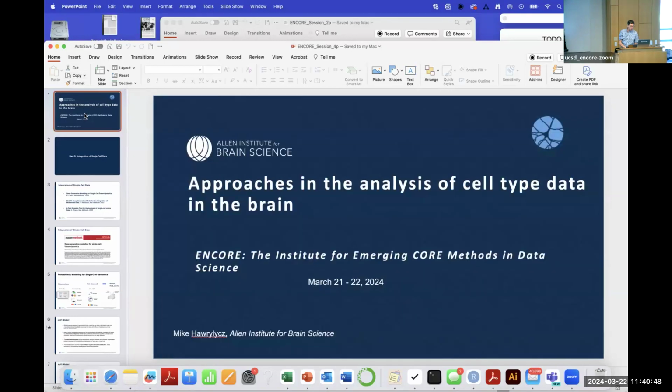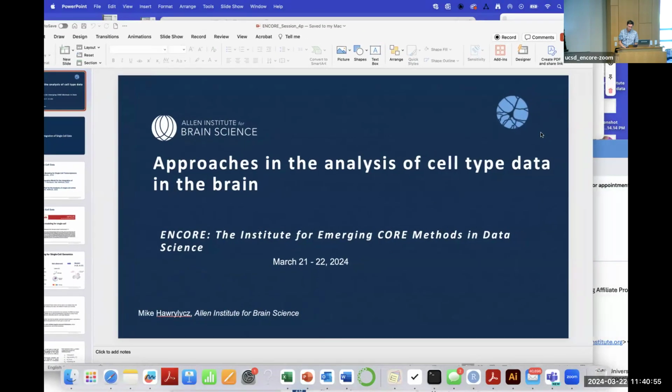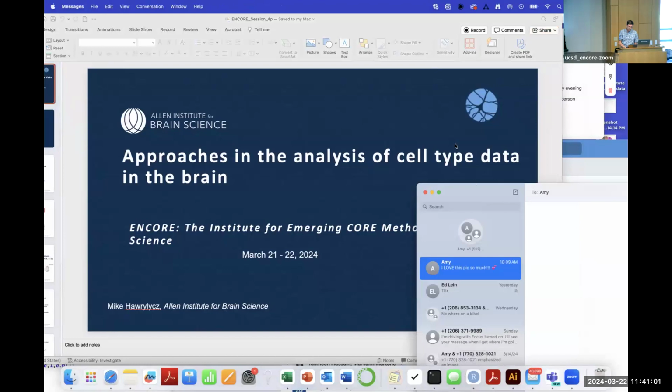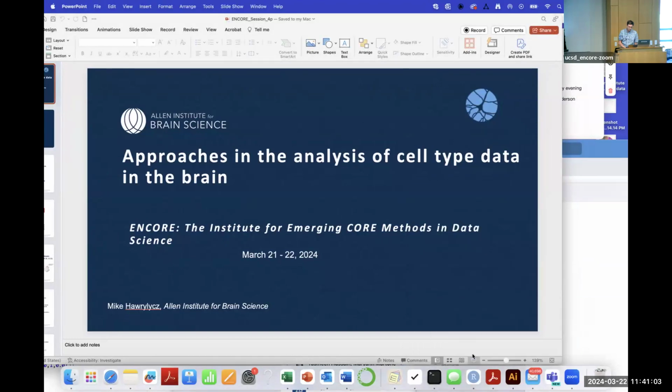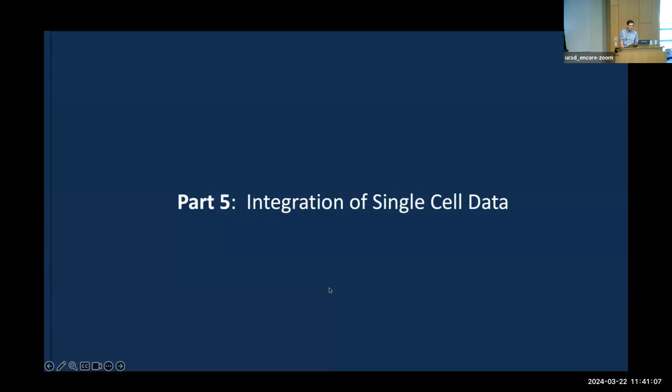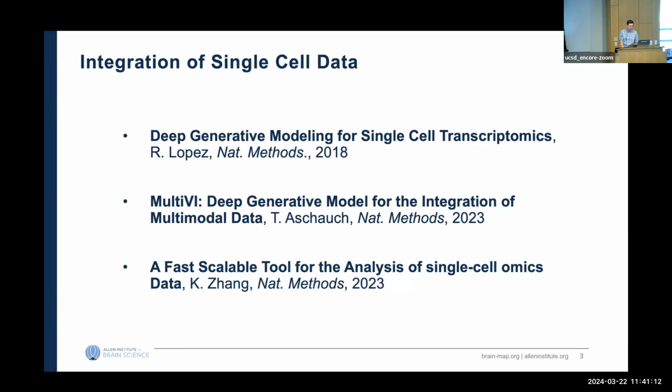So here, the last segment, we're going to talk about some machine learning methods for integration of data. Integration of single cell data, part 5. There are various approaches here.